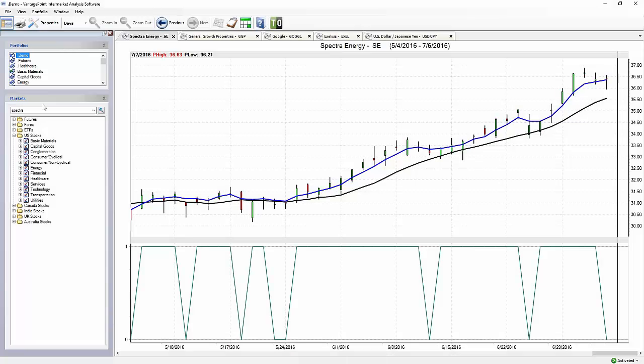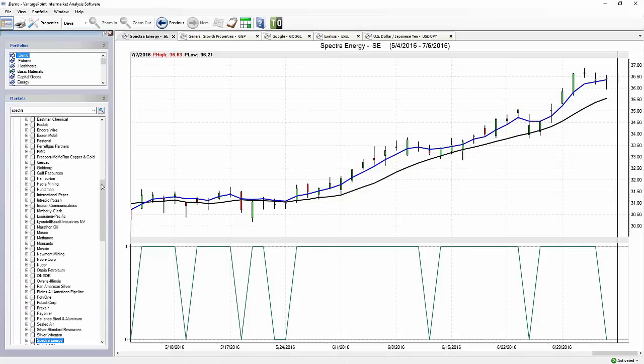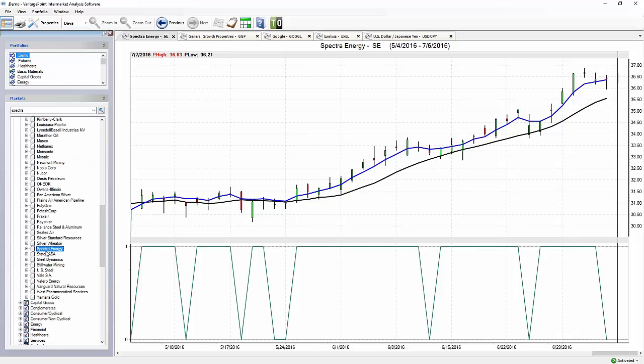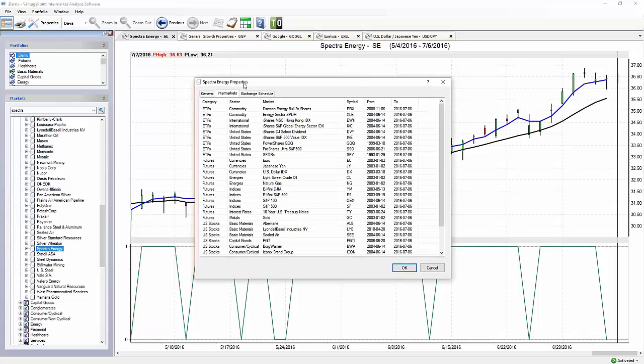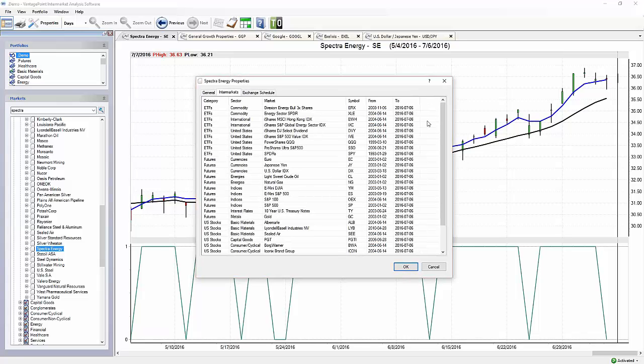Here's Spectra Energy. The VantagePoint software is actually using a type of artificial intelligence called neural networks to perform intermarket analysis. What I've done here is I've gone into the properties for Spectra Energy, and we can actually view the 25 to 30 intermarkets, as they're called.